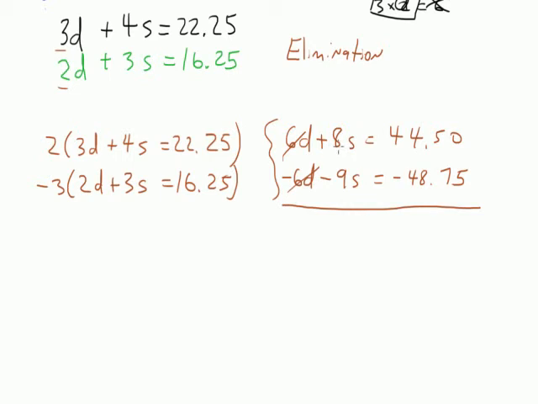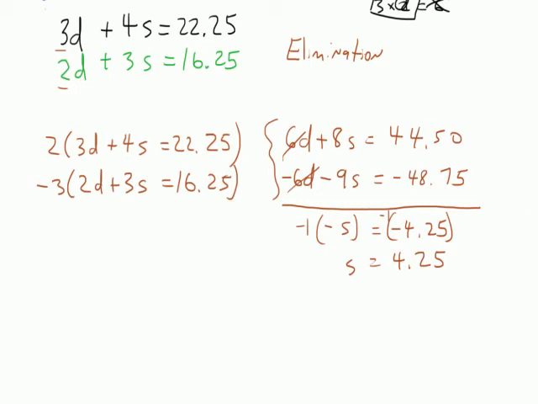Adding them together, the 6D and the negative 6D will cancel each other out. The S terms, well, 8S minus 9S, I should be left with a negative 1S, or just a negative S, equals, well, subtracting 4875 from 4450 should give me the result here, and that should be a negative 425. Multiplying through by a negative 1 with this resulting equation tells me that S should be 425. So I've got one variable.